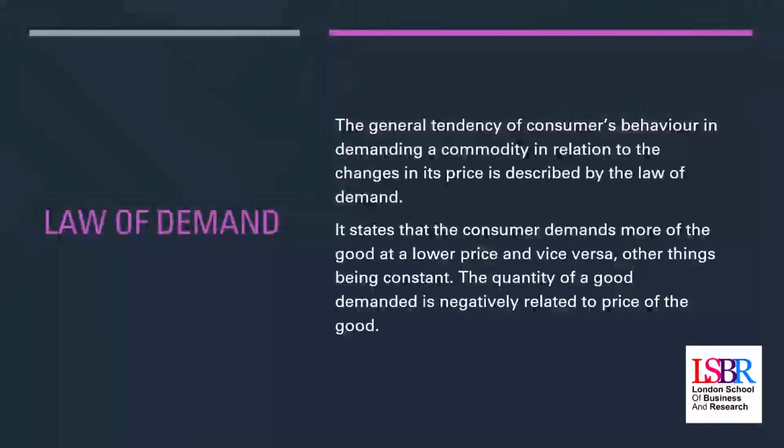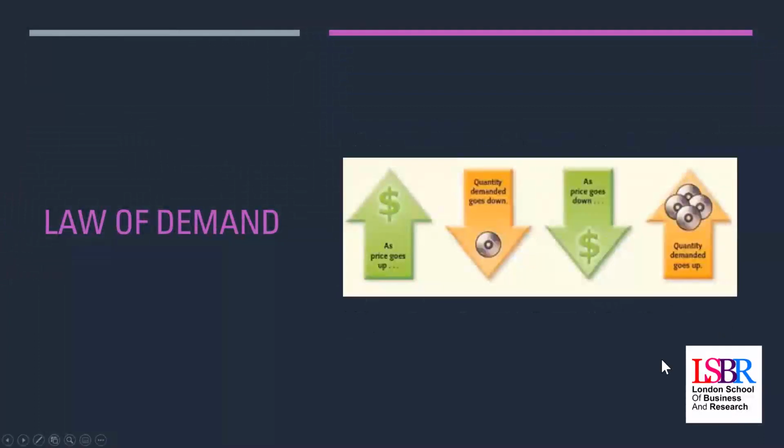So we could say that the quantity of a good demanded is negatively related to the price of the good. So what do we mean by that? I've got a diagram to try and show you. Basically, as the price of any good or commodity goes up, then the quantity demanded will go down.